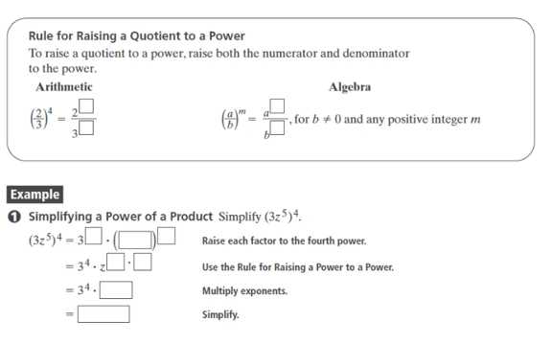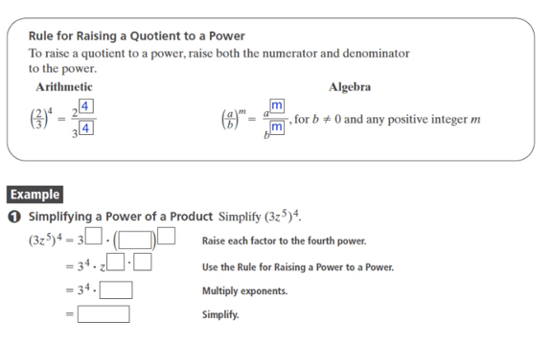The rule for raising a quotient to a power. To raise a quotient to a power, raise both the numerator and the denominator to the power. So 2/3 to the 4th power is 2 to the 4th over 3 to the 4th. a over b to the m power is a to the m power over b to the m power, where b cannot be 0.